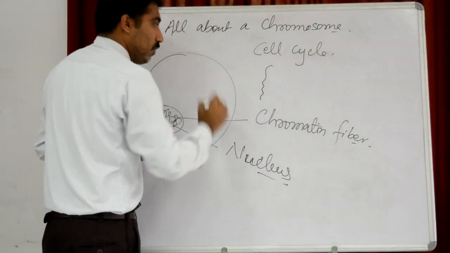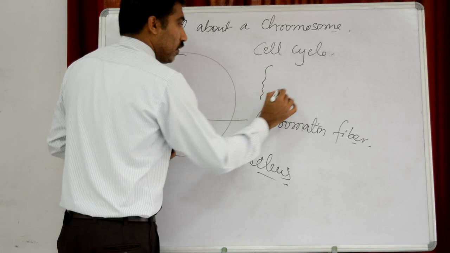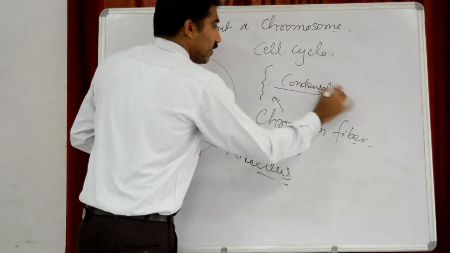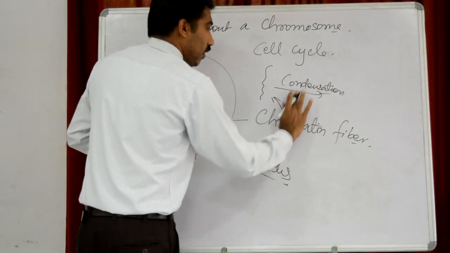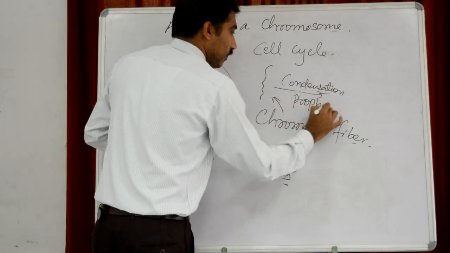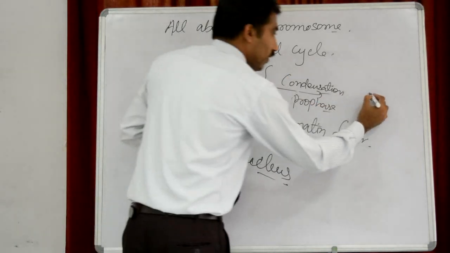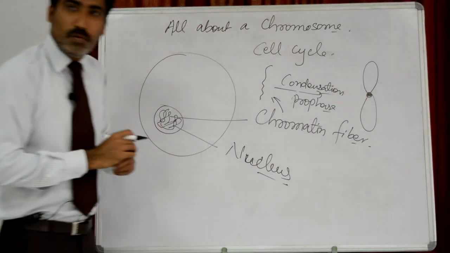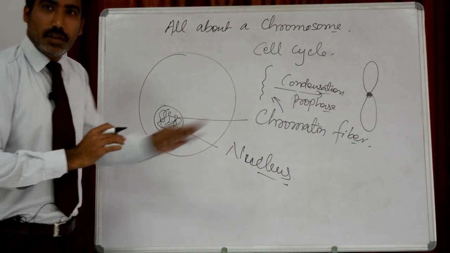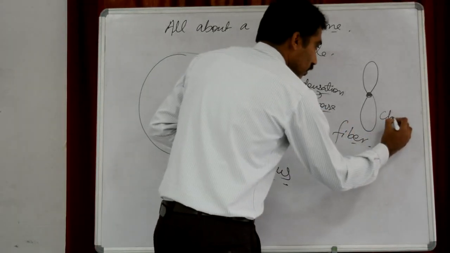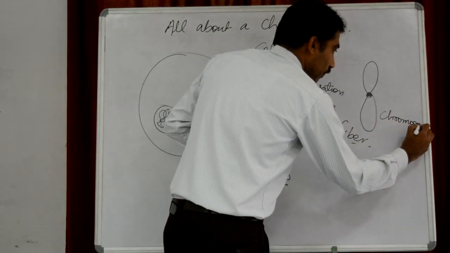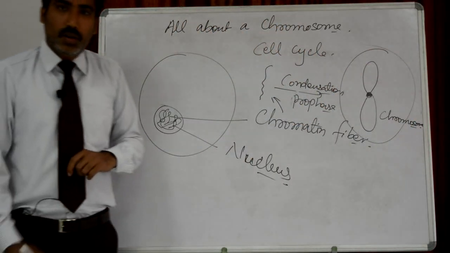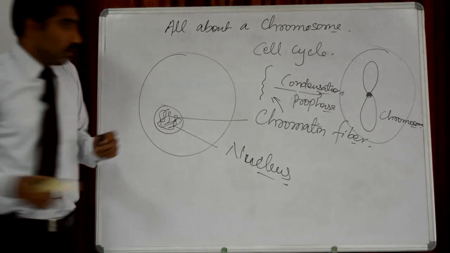During the cell cycle, suppose this is a chromatin fiber, it condenses. Condensation occurs during the cell cycle at the prophase stage. So after the condensation, a very beautiful structure is formed inside the nucleus which is known as the chromosome. So today we are going to discuss the different components of this chromosome. So let us discuss.